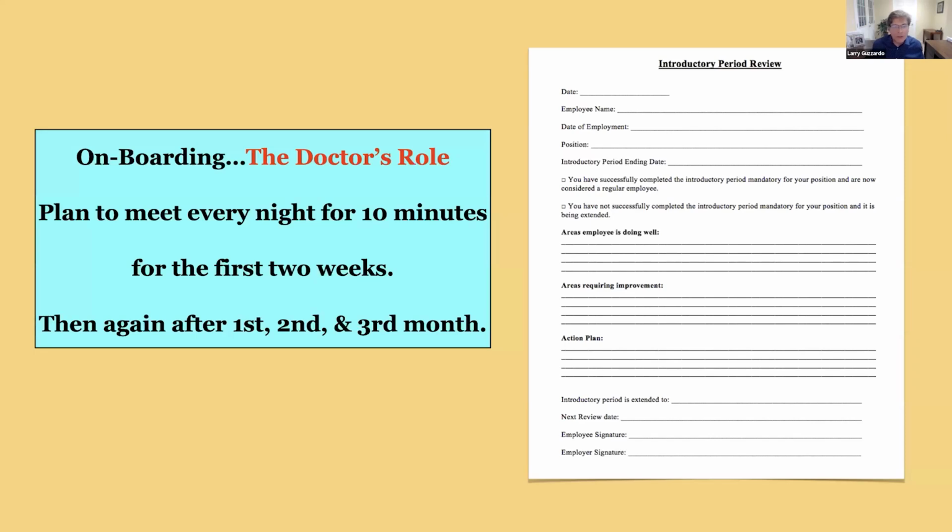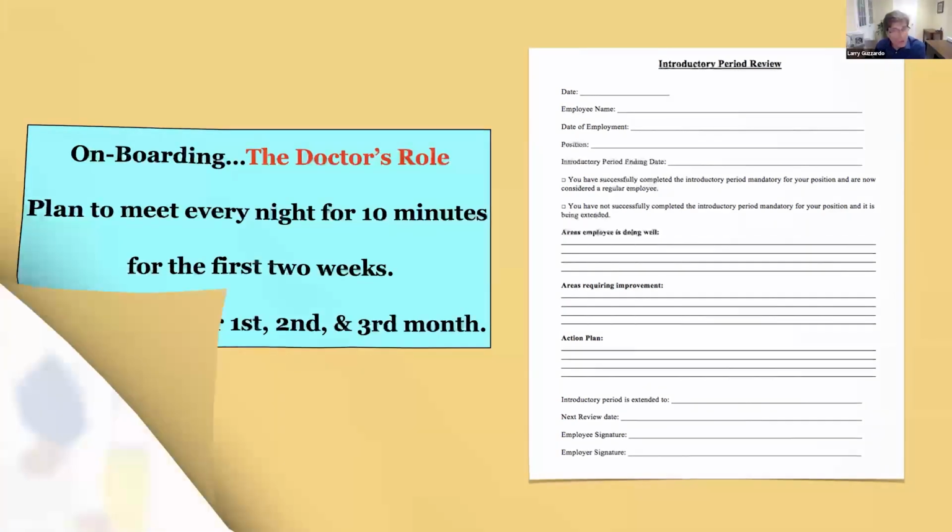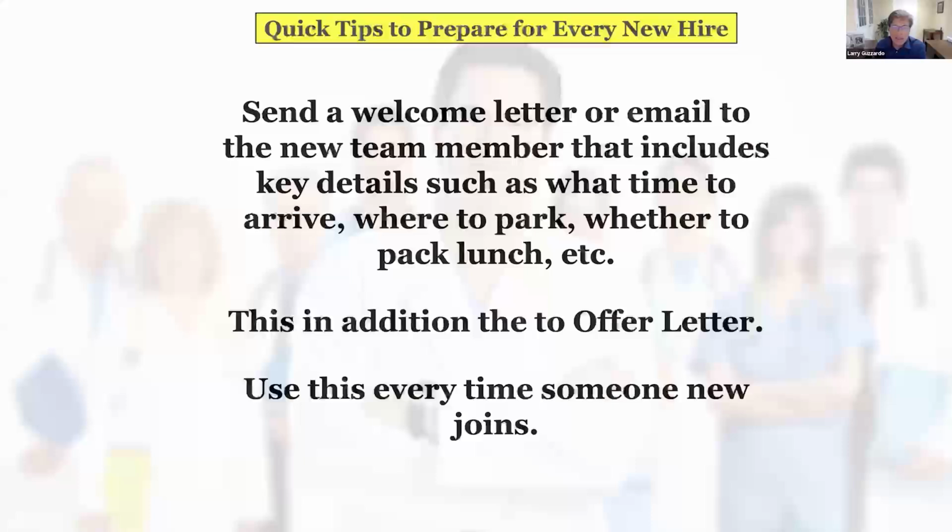And then again, after the first month, the second month, and then the third month, we do an introductory period review. If the person is doing well, we're going to make them a regular employee. Some people might be doing well, but we're not ready to take that next step. So we may say that we're going to extend their introductory period if we have to, or we may say, we notice that we've done our best, you've done your best, it's just not working, and we probably should part ways. And so we are able to start the process again.